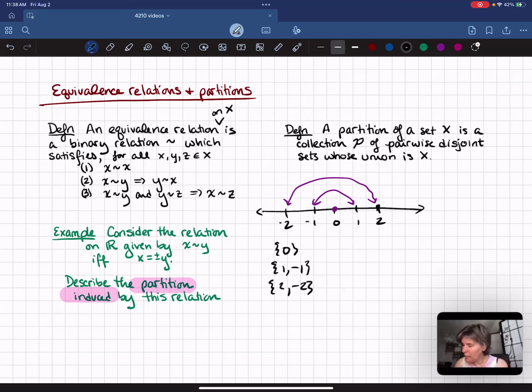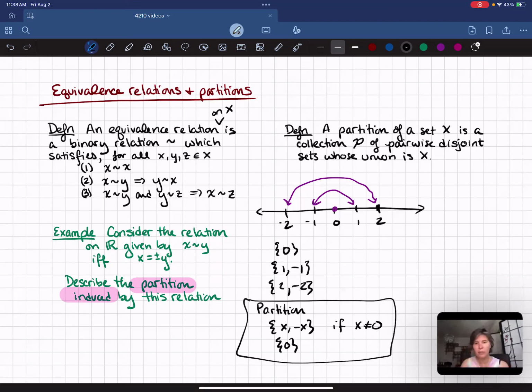So I claim that the partition here consists of sets of the form {x, -x}, if x is not 0, and then the singleton {0}. So this is my partition that comes from this equivalence relation. And the idea is that the sets in the partition consist of all the things that are equivalent to each other. All right, so that's one example.